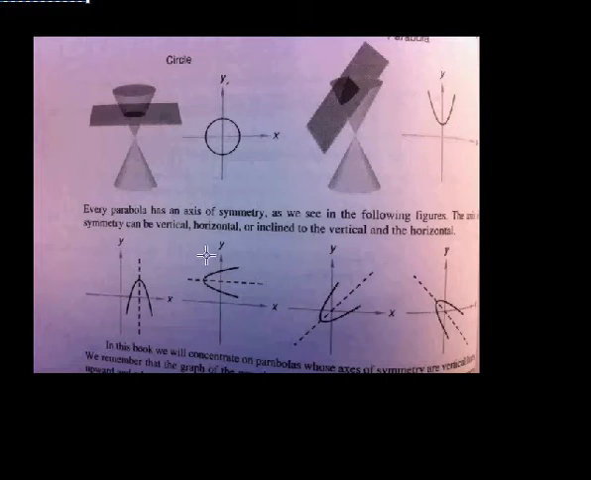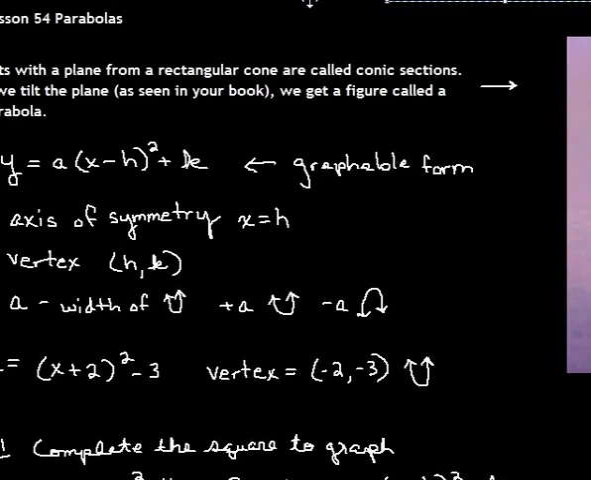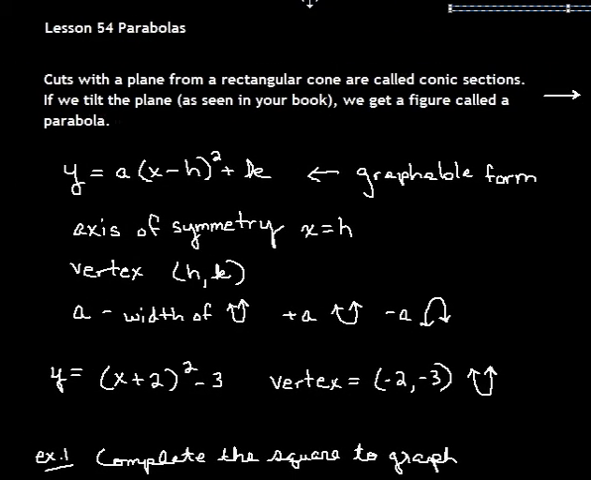Every parabola has an axis of symmetry, so here's some pictures of some parabolas. If the parabola is on its side like this, or diagonal like this, or like that, it's not a function. So we're going to be dealing with the parabolas whose axis of symmetry, which is the line that goes right down through the middle, is vertical. That's the kind of parabolas that we're going to be doing. We already did circles a little bit, which is a conic section, and there's still a couple more conic sections that we're going to do.